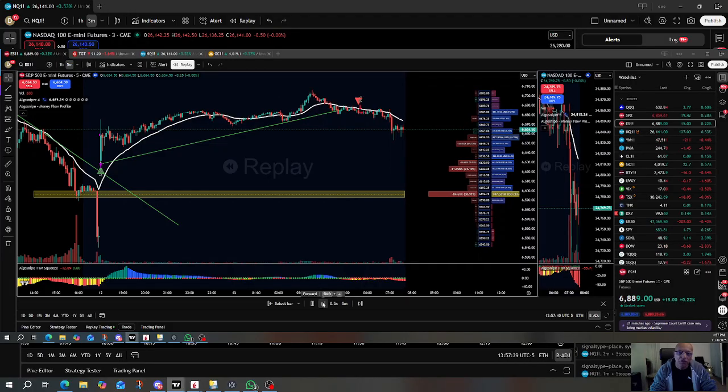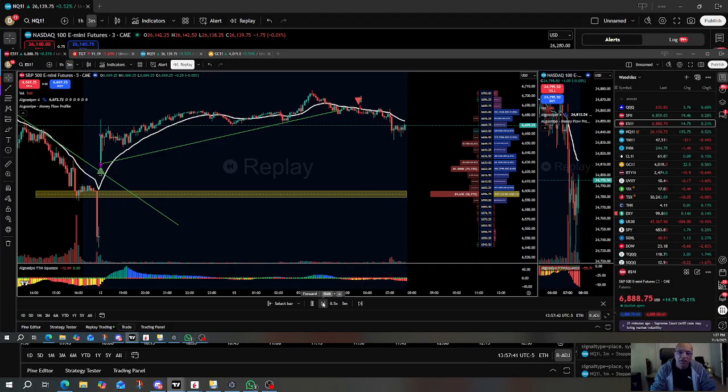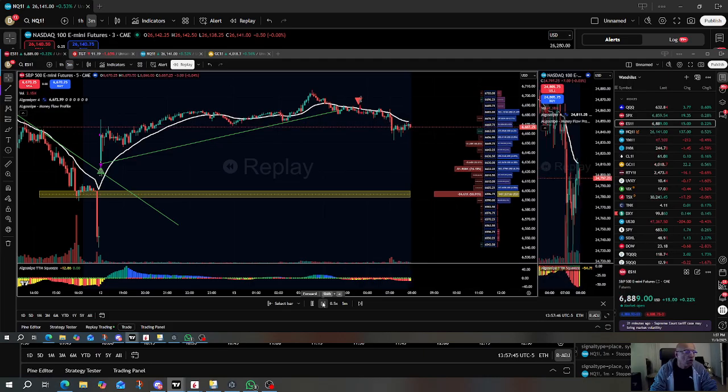And look what it's doing. It's still going sideways and may possibly go back to the upside. So why take a risk? You want all three things in the market.